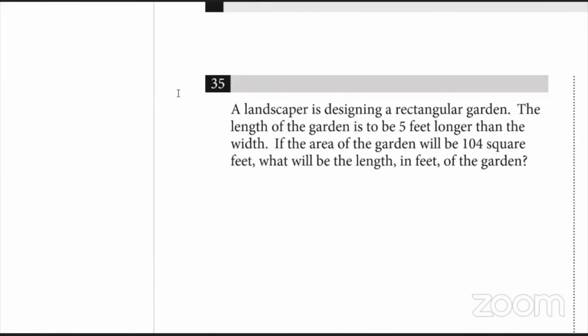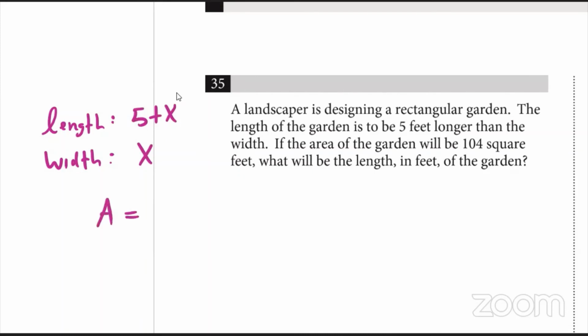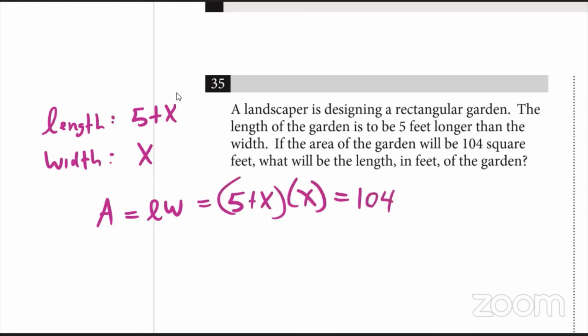So going to number 35 now. A landscaper is designing a garden. The length is 5 longer than the width. So we have the length and the width. The length is being built off of the width. So if the width is x, the length is 5 longer than that, 5 plus x. And what's the area of a rectangle? It's length times width. So it's 5 plus x times x. And the question tells us that the area is 104.